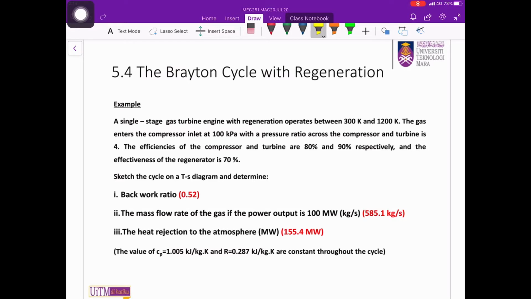Sketch the cycle on a TS diagram and determine the backwork ratio, the mass flow rate of the gas if the power output is 100 MW, and the heat rejection to the atmosphere. Also, given to us are the value for the specific heat at constant pressure and the specific gas constant.